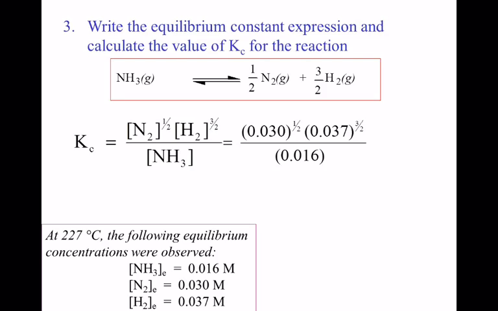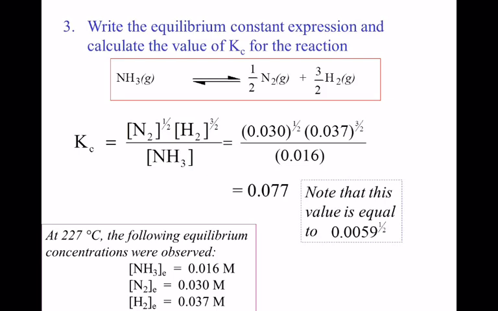So rounding to two significant figures, we get 0.077. And if you were to take the Kc we got for the second one, 0.0059, and raise it to the 1/2 power, which was what we multiplied through in order to get this third equilibrium, you do indeed get 0.077. So it's just kind of a check. It's a good check. So on to the last set of homework problems.